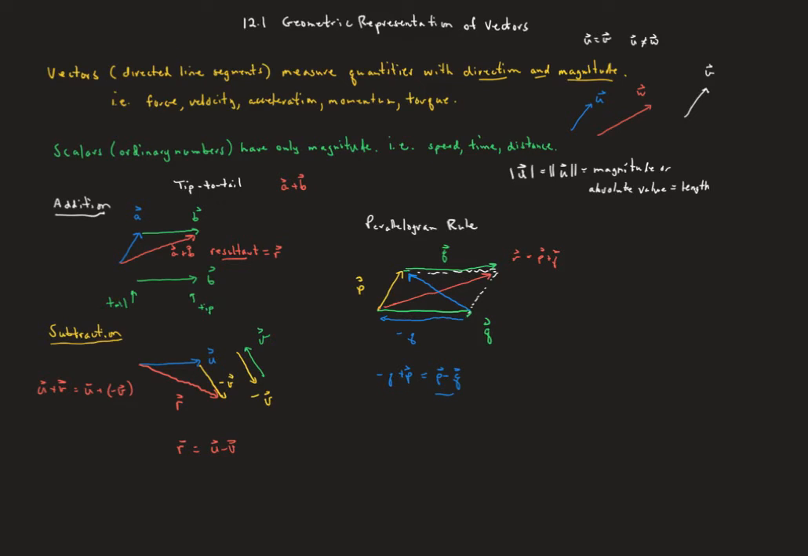So the idea being, if you draw a parallelogram using two sides of that parallelogram as vectors, then one of the diagonals is the resultant, the sum of those vectors, and the other diagonal is going to be the difference of the vectors. So let's look at the next screen here.